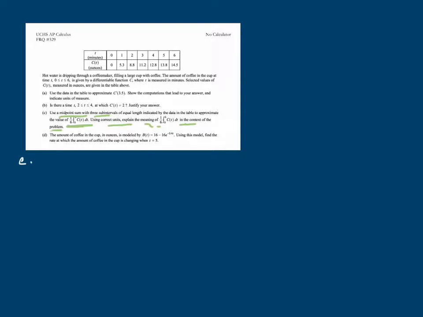So we would say that 1 over 6 times the integral from 0 to 6 of C(t) dt is equal to, okay, midpoint. So let's do the midpoint. We want 3 subintervals. So 0 to 2, and then 2 to 4, and then 4 to 6. Each one of these is 2, and the midpoints would be the 1, the 3, and the 5.